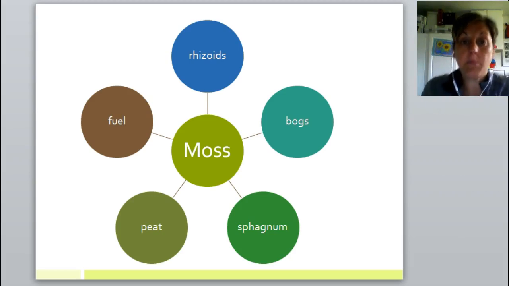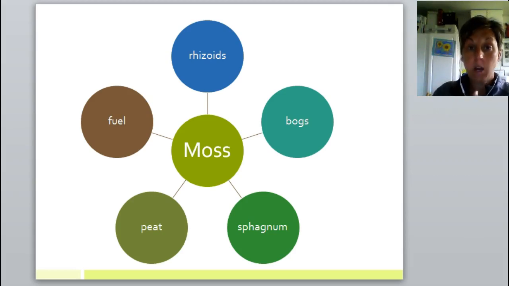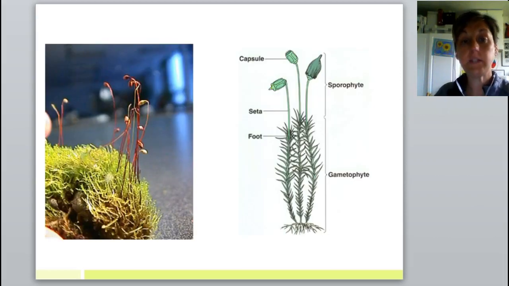When we talk about moss, moss does grow in other places, but one of the main places that it'll grow is in bogs. When layers of moss grow, they call that sphagnum, and then they can harvest that and use it for fuel. When they harvest it, we call it peat. And they reproduce using rhizoids. So what does that look like?